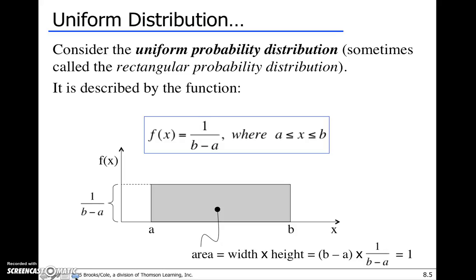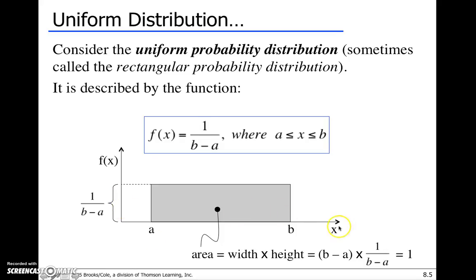The first one is the uniform distribution. Consider the uniform probability distribution, sometimes called the rectangular probability distribution, because it is in fact a rectangle. It is described by the function f of x equals 1 divided by b minus a, where x lies between a and b, as shown. a is the lower limit, b is the upper limit.